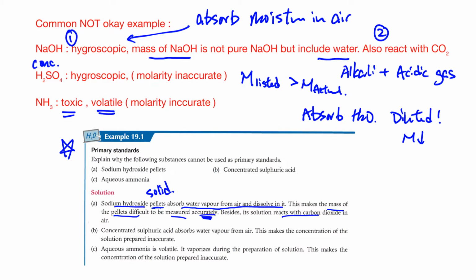Not only that, they will react with the carbon dioxide. They will absorb water vapor from the air, so therefore the concentration is inaccurate. This one is volatile, so therefore in the process the concentration will be inaccurate as well.